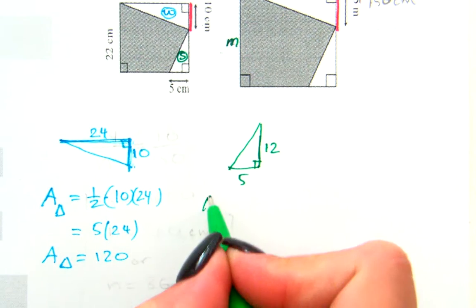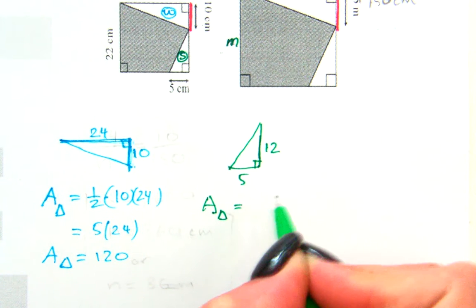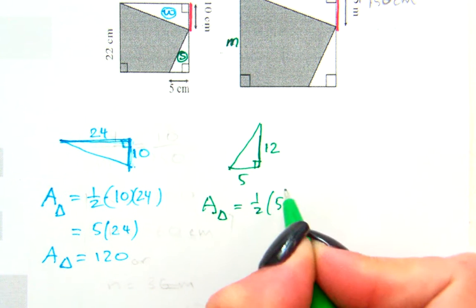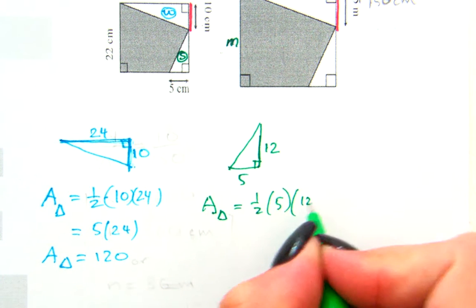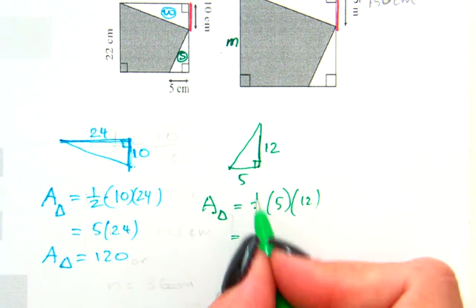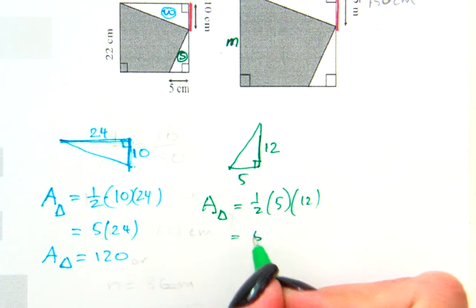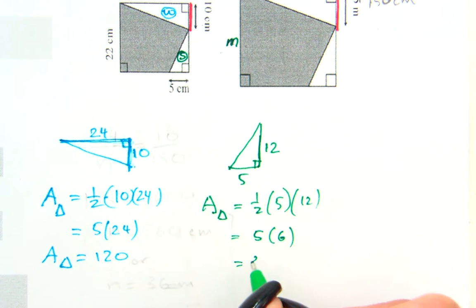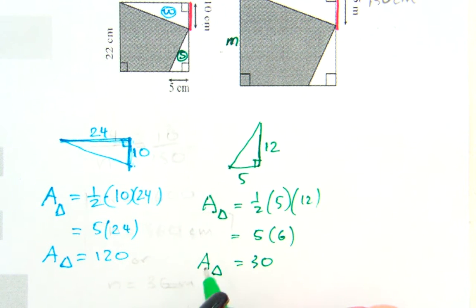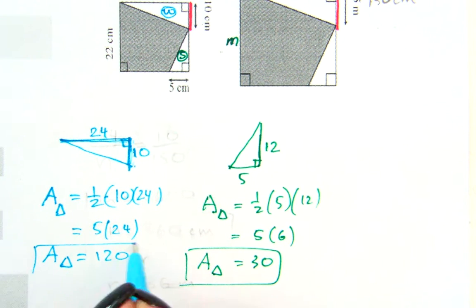So the area of this triangle is going to be half of 5 times 12. Half of 12 is 6. So 5 times 6 is going to be 30. So the area of this triangle is 30. Okay, that part's done. All right, so that works out.